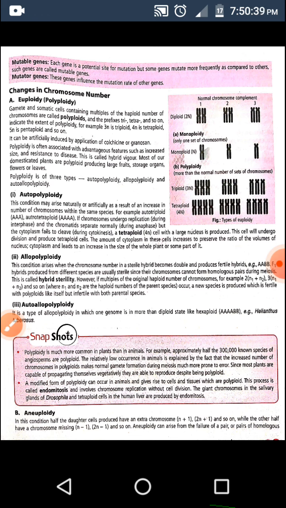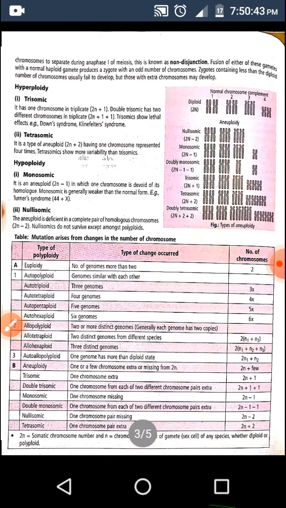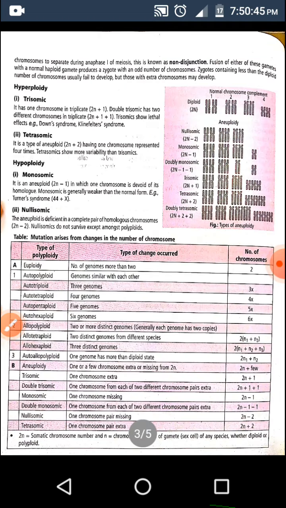So the aneuploidy will be studied under two top headings, that is hyperploidy and hypoploidy. Hyperploidy is where the number of the chromosome will be extra, or there is a gain of one or more chromosome to the haploid set.